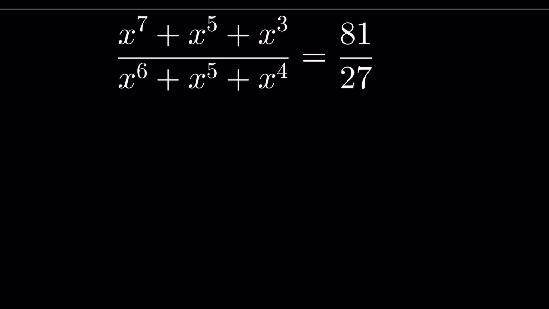If (x^7 + x^5 + x^3) upon (x^6 + x^5 + x^4) is equal to 81 upon 27, we have to find the value of x.